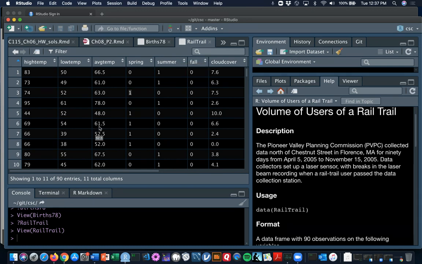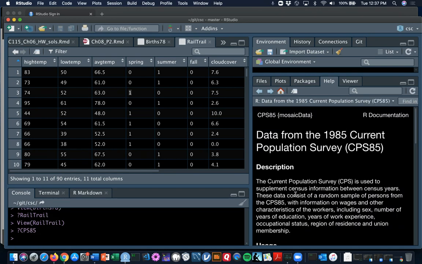Okay, we also wanted to learn about, again, not verse 78. We wanted to learn about CPS85, Current Population Survey from 1985. So let's get some help on that. Question mark CPS85. And let's get a view of it as well.